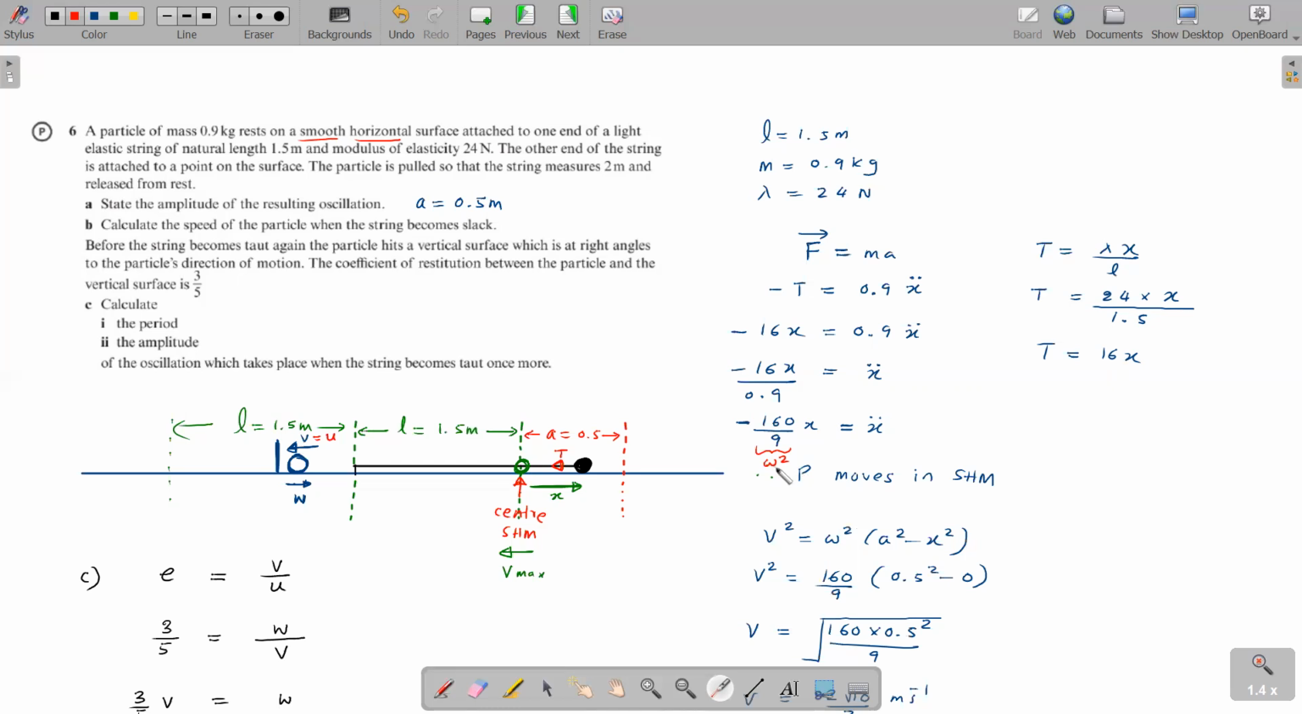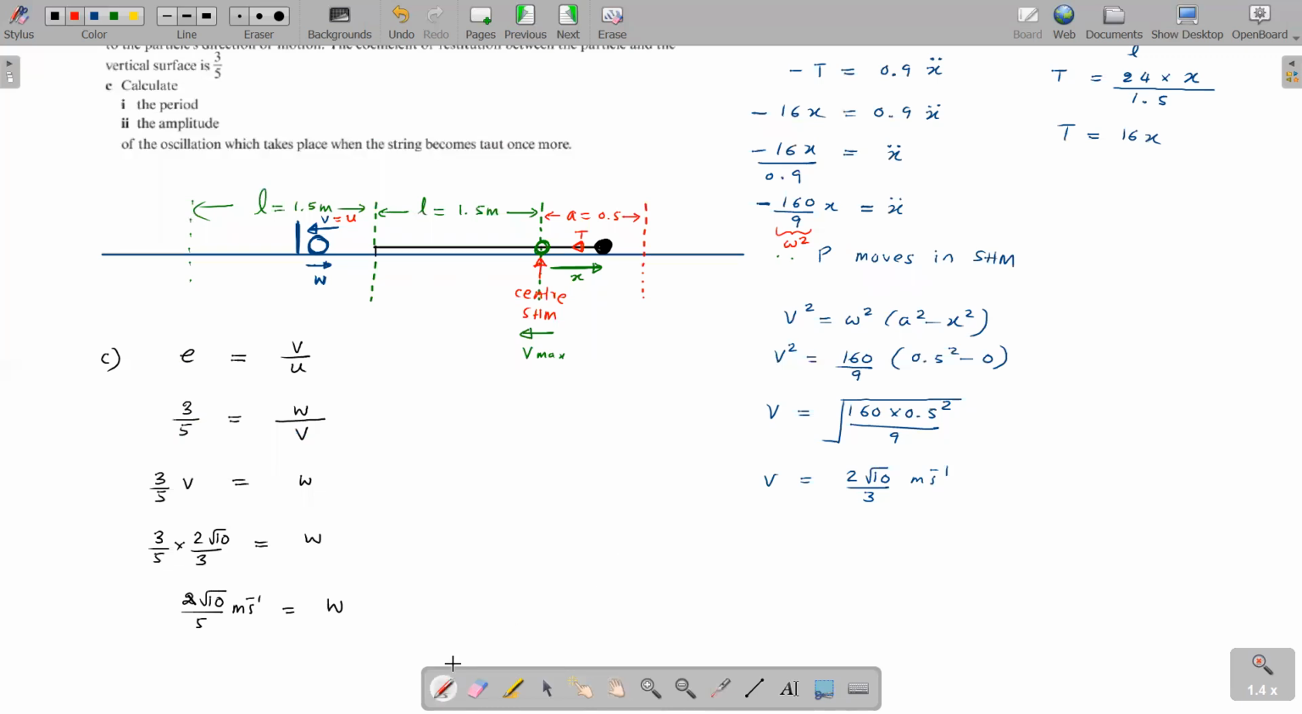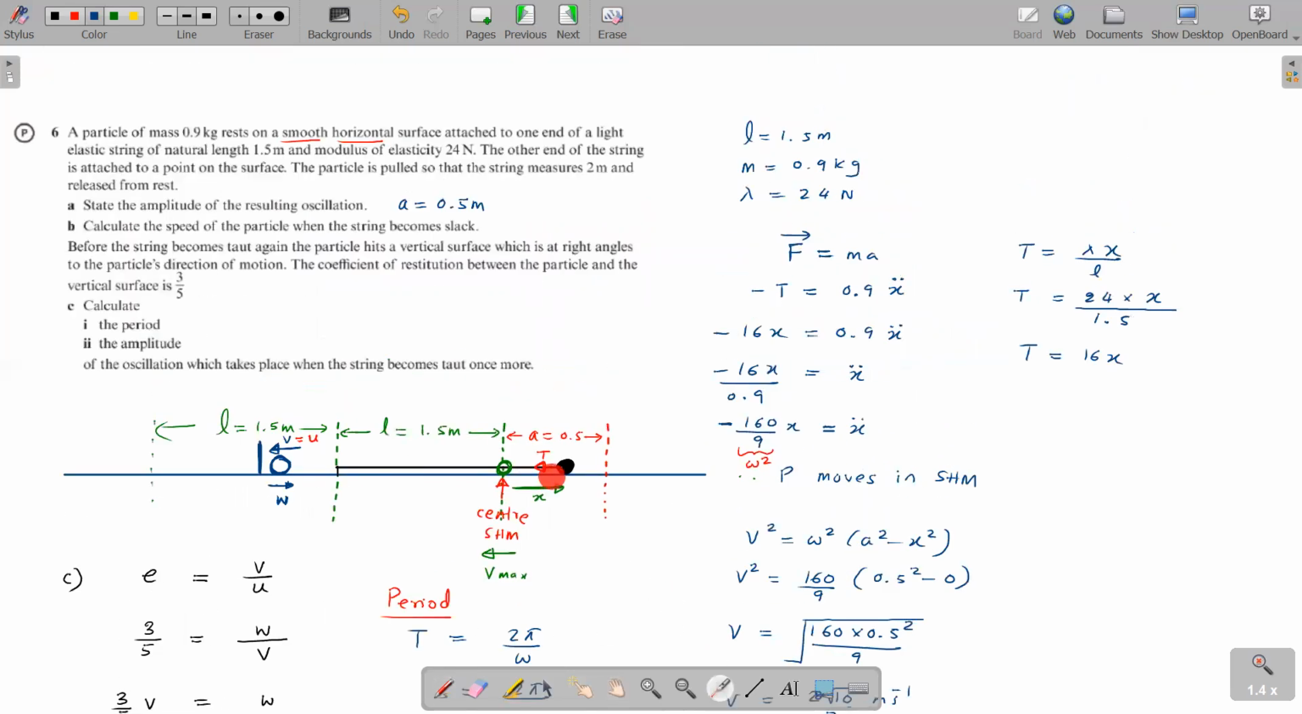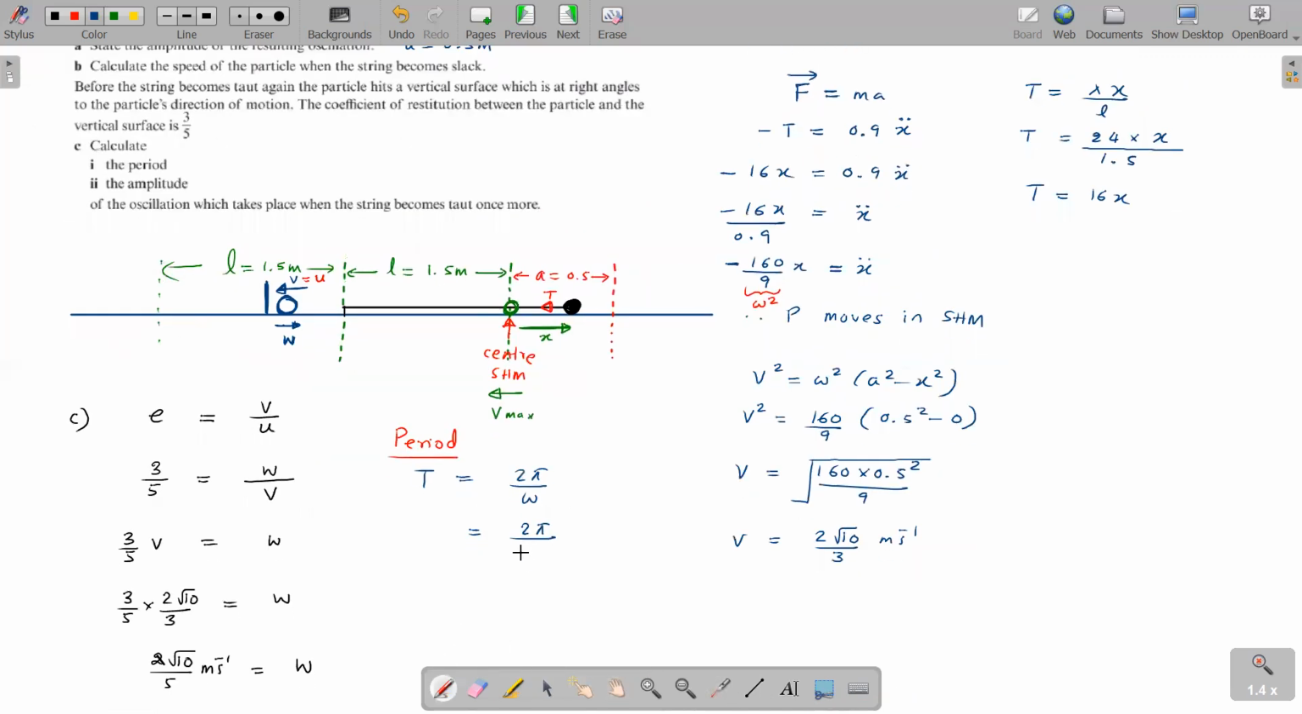So tension is lambda x over L, where lambda is 24, the extension is x at a general point, and the natural length is 1.5. This equation is completely preserved even for the new simple harmonic motion, because you need to realize we now have a new simple harmonic motion. So the period will not be affected. The period will be T equals 2 pi over omega. Omega will not change, because if you use this equation again under the new value of W, it won't make an impact. So omega is root 160 over 9.